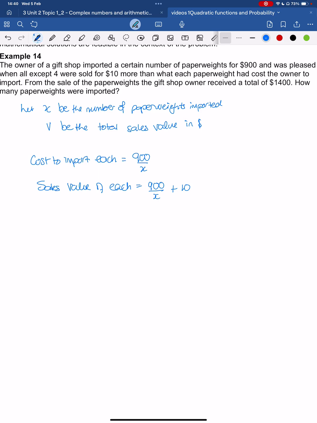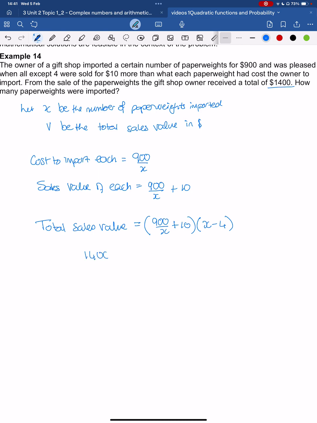Okay, now to find my total sales, I have to figure out how many I sold, right? What my total sales value is. Okay, so my total sales value is going to be however much I got for each one, multiplied by the number that I actually sold, and I sold all of them except 4. And they've told me that that total sales value is $1,400.